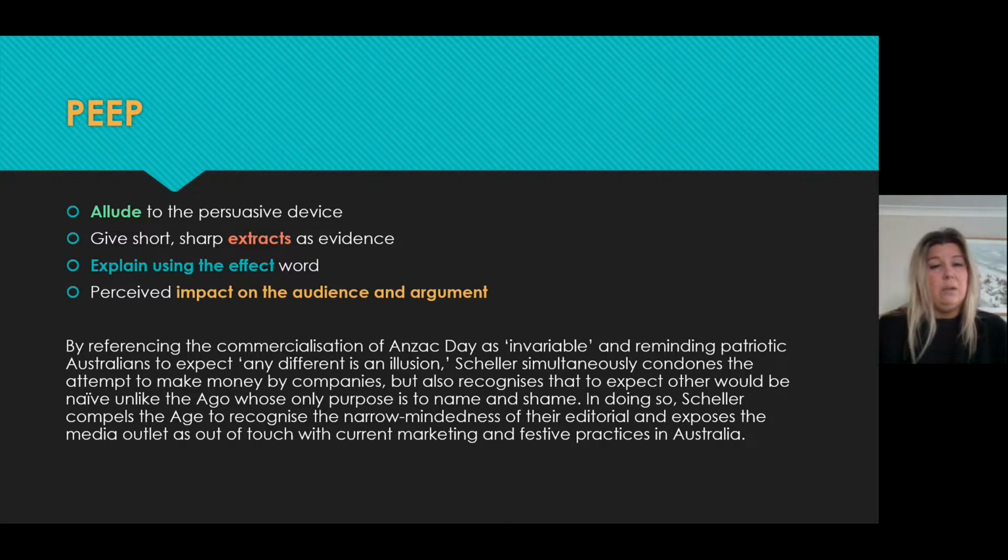This is the type of stuff that we do want to see. You'll also notice that it is very specific. It's not saying the issue, it's saying the commercialisation of Anzac Day. It's not saying the reader, it's saying patriotic Australians. It's not saying the contention, it's saying current marketing and festive practices in Australia are out of touch. You need to make sure that you are writing in a really specific manner and that none of these phrases end up in your essay.